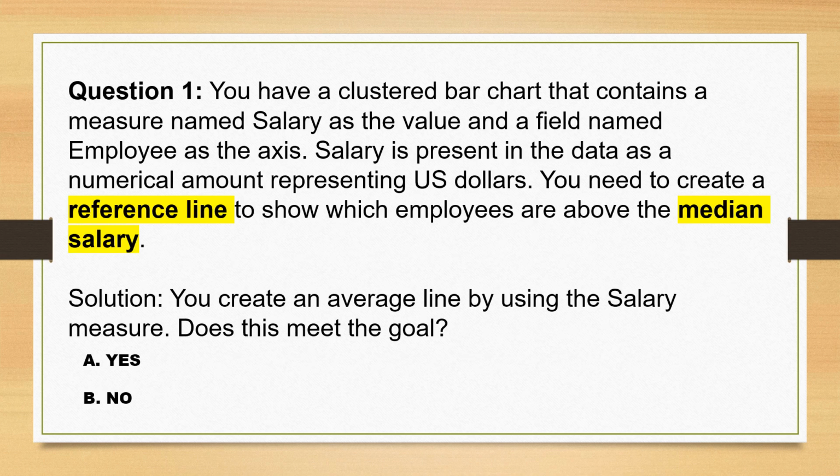Question 1. You have a clustered bar chart that contains a measure named Salary as the value and a field named Employee as the axis. Salary is present in the data as a numerical amount representing US dollars. You need to create a reference line to show which employees are above the median salary.